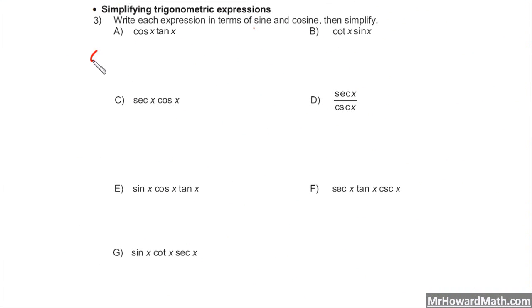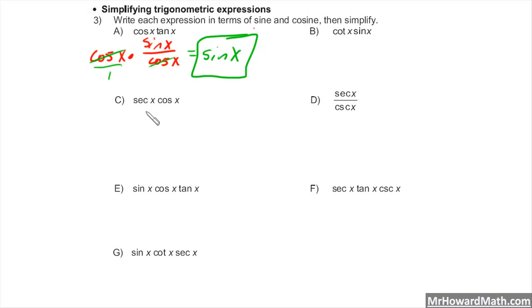So cosine x times tan x would be, let's put an x here, cosine x times sine x over cosine x. Once we do that, we need to simplify. So this is like cosine x over 1 times sine x over cosine x. Well, the cosine x's would cancel. We'd get sine x over 1 or just sine x. So cosine x tan x simplifies to sine of x.